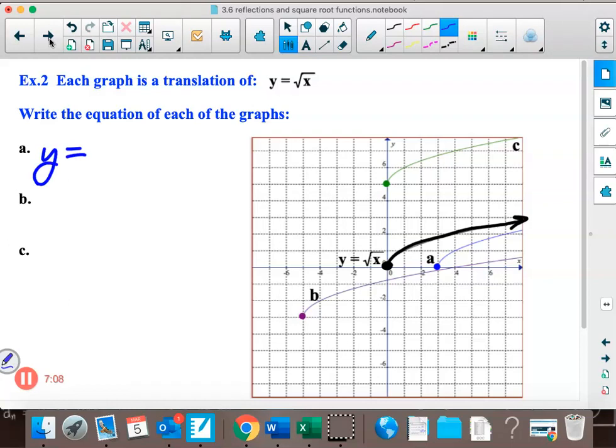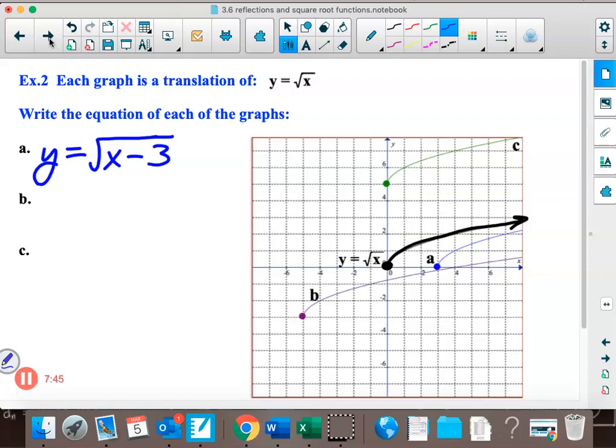For graph A, this graph has been shifted how? Right by 3. When we shift left or right, do we add to the input or the output? To the input, right? So for a root function, the input is under the root. So I'm going to have an x here and a 3 here. When I want to shift to the right, do I add or subtract? You subtract. You do the opposite of what you think. So this would be the square root of x shifted 3 places to the right.